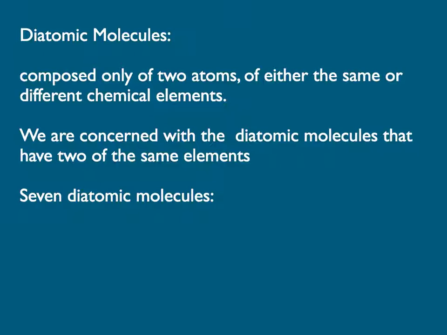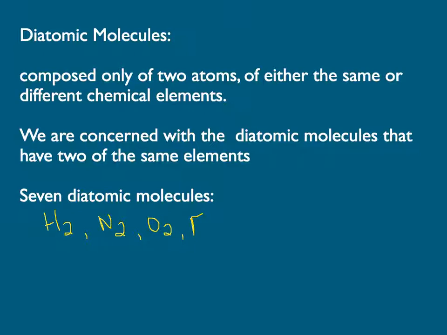A diatomic molecule is composed of only two atoms of either the same or of different chemical elements. We're concerned only with the diatomic molecules that have two of the same elements. There's 7 of them you'll need to know. Starting in the left upper hand corner of the periodic table, there's hydrogen, so H2. Go straight across to the first gas towards the top, nitrogen, so N2. And then oxygen gas, O2.